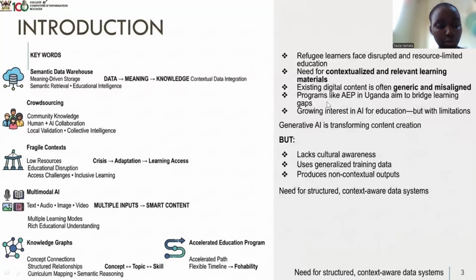And then multimodal AI. These are AI systems that can process and combine multiple forms of data, for example text, audio, and image. So they take multiple inputs to generate smart outputs. And then knowledge graphs. These are structured networks of connected information showing relationships between entities and connected concepts. In our project, we're using them for curriculum mapping and semantic reasoning, so we have a concept, topic, then skill.